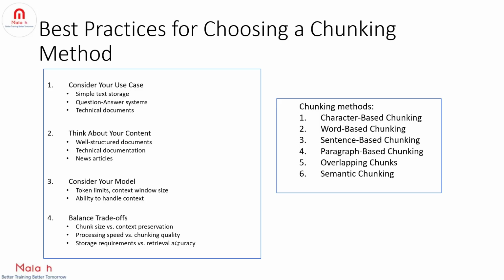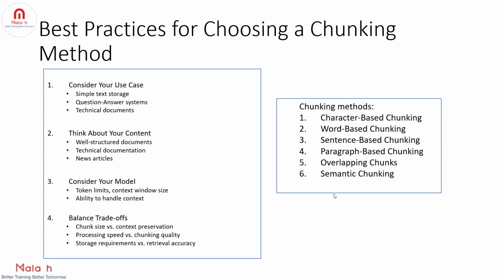So obviously, if you have more chunks, then it will take more processing time, right? So you have to balance between processing speed versus chunking quality, or storage requirements versus retrieval accuracy, right? More chunks will take more storage. So you have to balance between storage requirements and retrieval accuracy, right? Keep these different best practices in mind when you are trying to pick a chunking method.